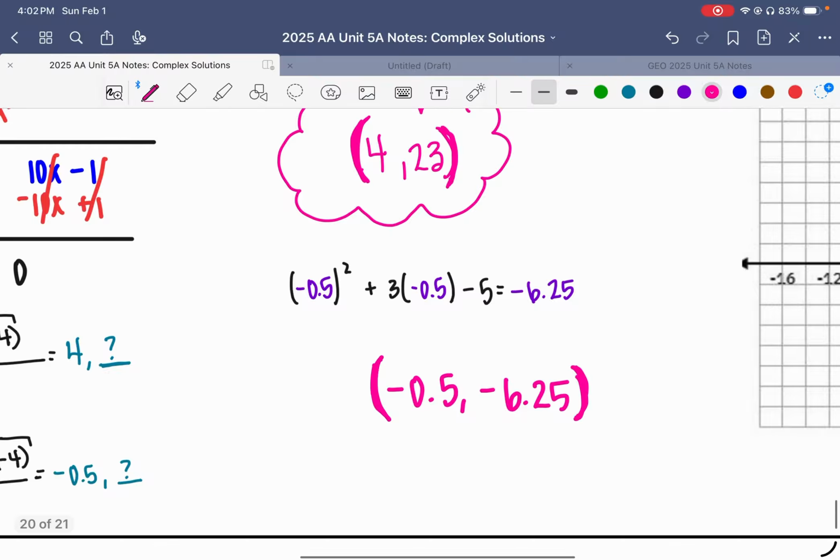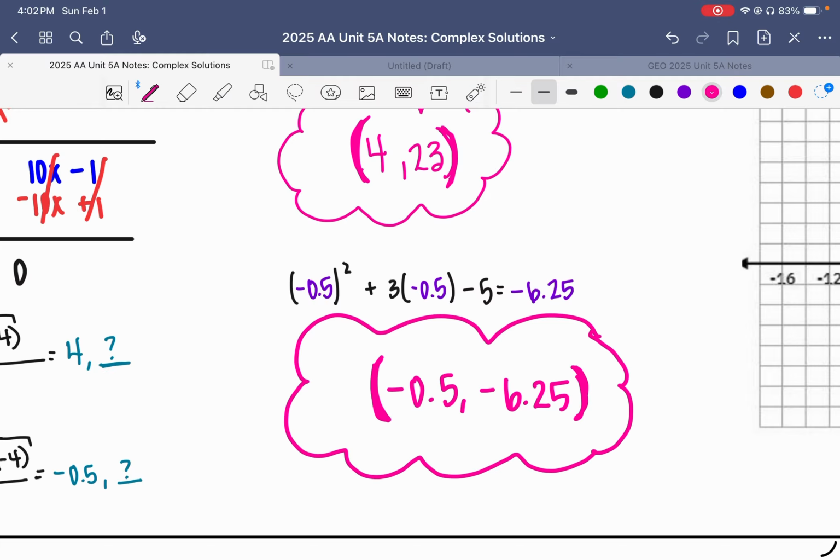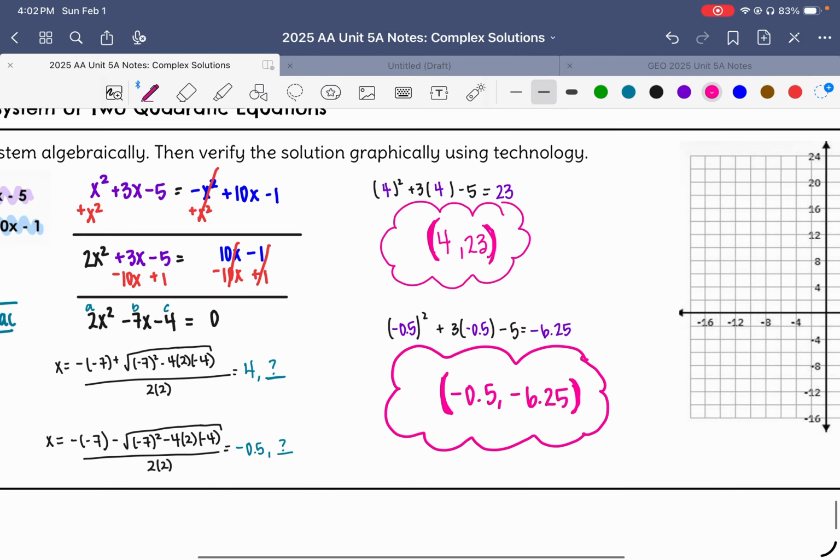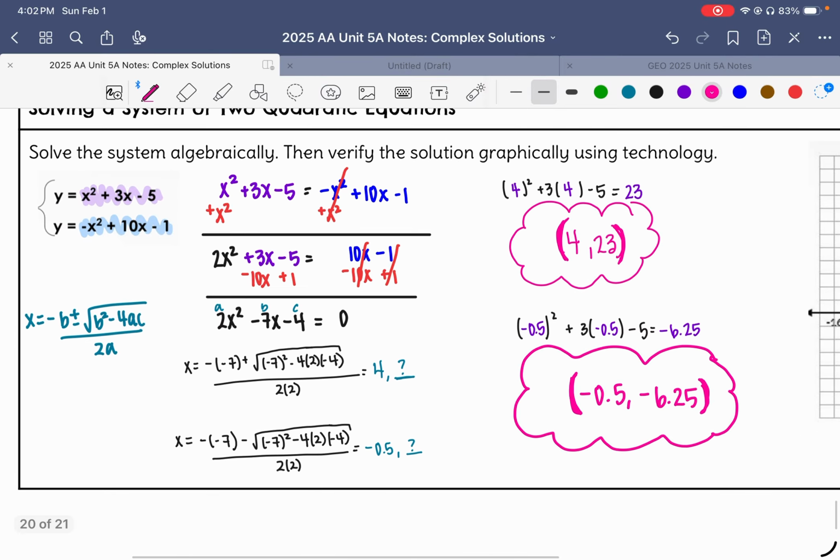And these were the 2 points that we saw the graphs intersect at in part 1. So if you did not watch part 1's video and you see all of this algebra and you're like, whoa, what is happening? Where did these numbers come from? I urge you to go back and look at the video that's posted before this one to see what it looks like on the graph, and then that might help you with the algebraic concepts.